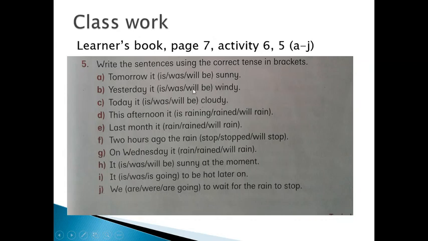So these sentences have 3 different tenses in brackets. For example, tomorrow, it, and then sunny. You can say tomorrow it is sunny, or tomorrow it was sunny, or tomorrow it will be sunny. So you have to choose only one appropriate tense for each sentence.